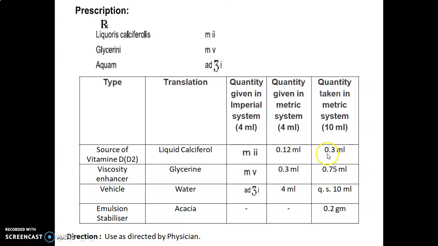The quantity taken in the metric system is 0.3 ml, which should be calculated with the help of the factor. Then second, glycerin, used as a viscosity enhancer, minim V means 5. So 1 minim is 0.06 into 5, that is 0.3 ml, and the quantity taken should be 0.75 ml. Water, used as a vehicle, add Drachm I, so 4 ml. Quantity taken is quantity sufficient to prepare up to 10 ml. Acacia, emulsion stabilizer, quantity given is quantity sufficient, and quantity taken should be 0.2 gram. Direction: use as directed by physician.